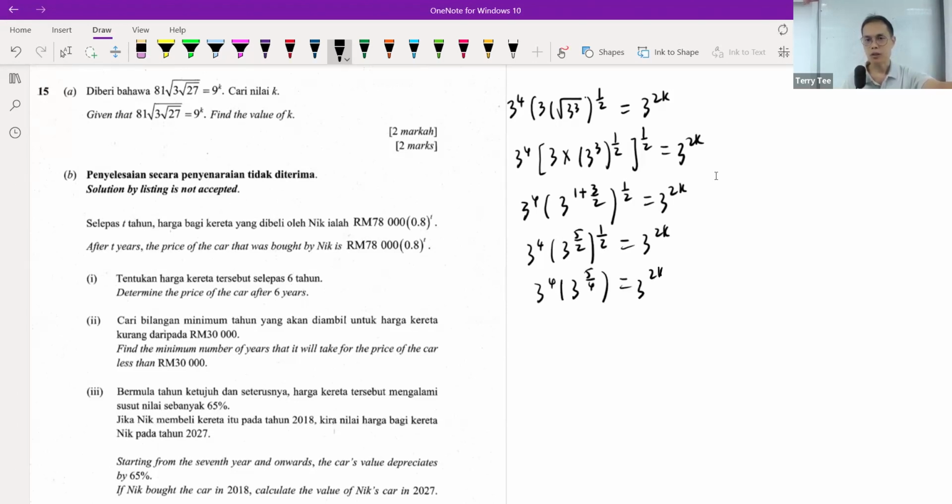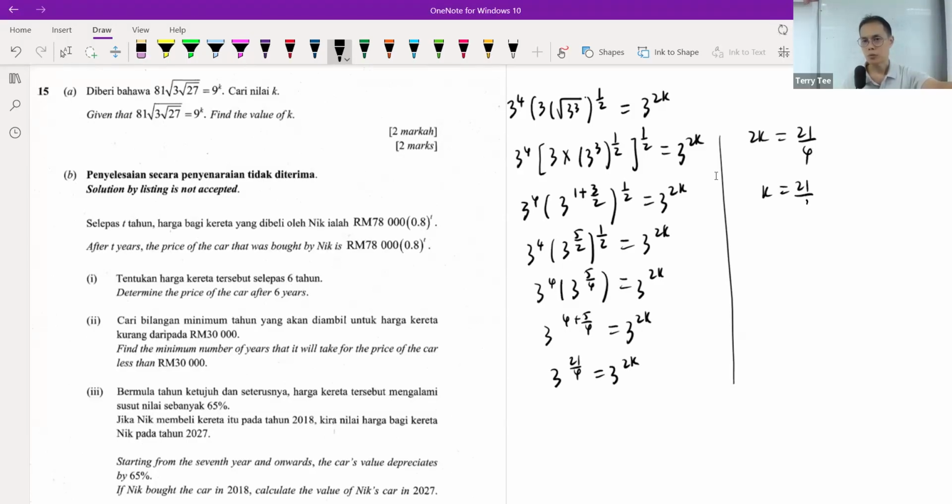Okay, so again, we can add together. This is 4 plus 5 over 4. That will be 21 over 4. Yeah, 3 power 2k. So I think we just compare. 2k is now 21 over 4. k is 21 over 8. Yeah, it's not difficult. It's just a bit annoying. You do a lot of steps in between. Okay. All right.